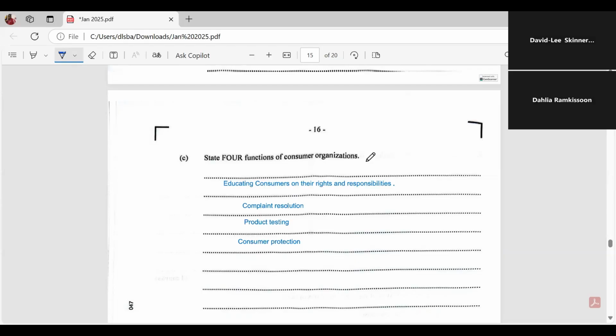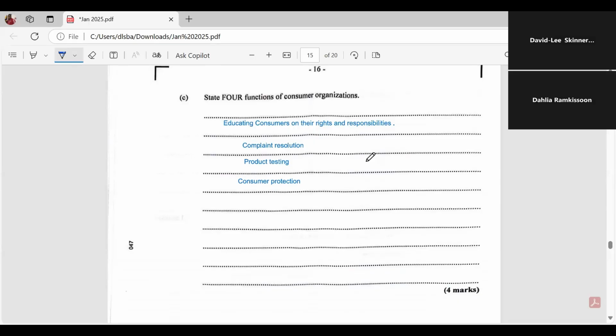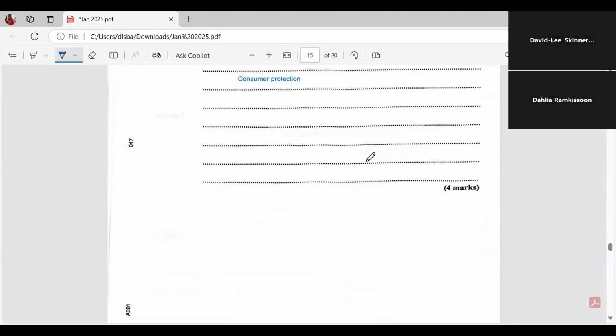Right? They also deal with complaints. So if you have an issue, you can go to them according to what the issue is, and they can help come to a proper conclusion. They protect consumers by creating laws and regulations and stuff like that. And they also do product testing to ensure that the products are up to par, again for the protection of consumers.